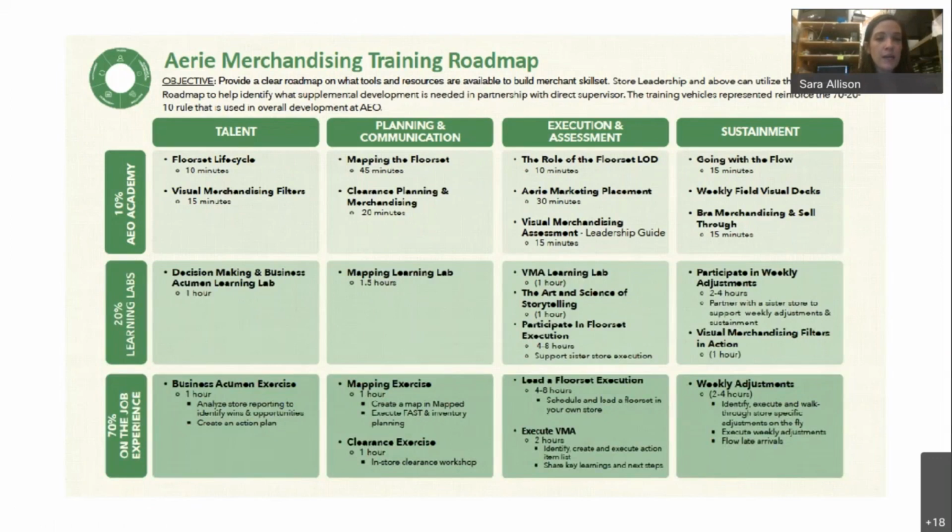in the visual library. And this really just takes you through all the different tools you have, things you can do to develop yourself within your role. And I love that it really breaks it down into AEO Academy, like formalized training, learning labs like this versus on-the-job experience. So this is a great resource for you to make sure that you are getting everything you can to train yourself.